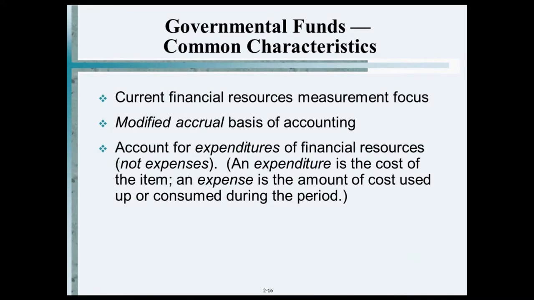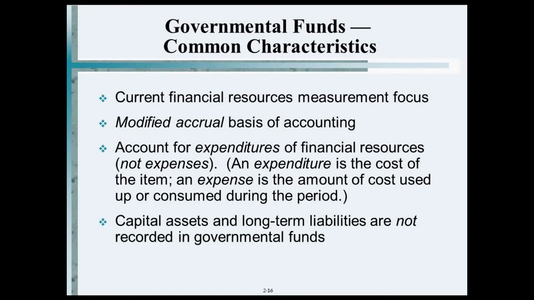Again, we keep on talking about this. What's an item which will never show up in the general fund chart of accounts? What's a terminology that will never show up? Expense. There's only one which is called what? Expenditure, right? But never expense. The expenditure is the cost of the item, and expense is the amount of the cost used up or consumed during the period. So where would you find the expense? You'd find the expense in the governmental activities or the government-wide activities.